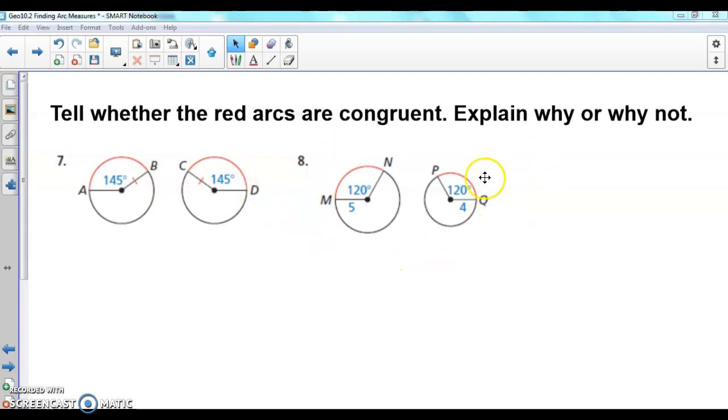However, in the second example, the central angles are the same, but the radii are different. The radius of the first circle is 5 and the radius of the second circle is 4. So even if the central angles are the same, if the circles are not congruent to each other, we cannot conclude that MN is congruent to PQ.